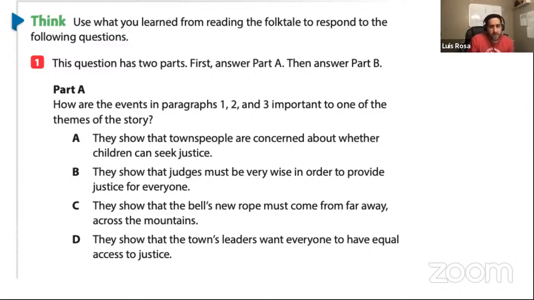So let's go ahead and talk about question number one on the text. This question has two parts. The first one is how are the events in paragraph 1, 2, and 3 important to one of the themes of the story? So there could be more than one theme in this story. In your class, you may go ahead and have a discussion of what you think the theme is for this specific text. So you may pause the video and discuss this question.